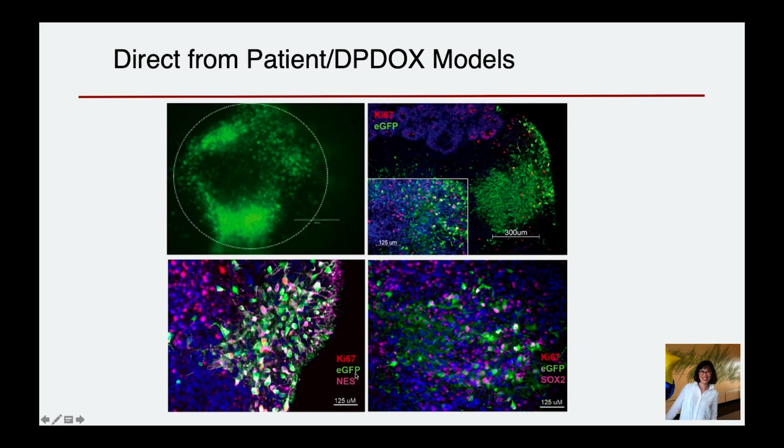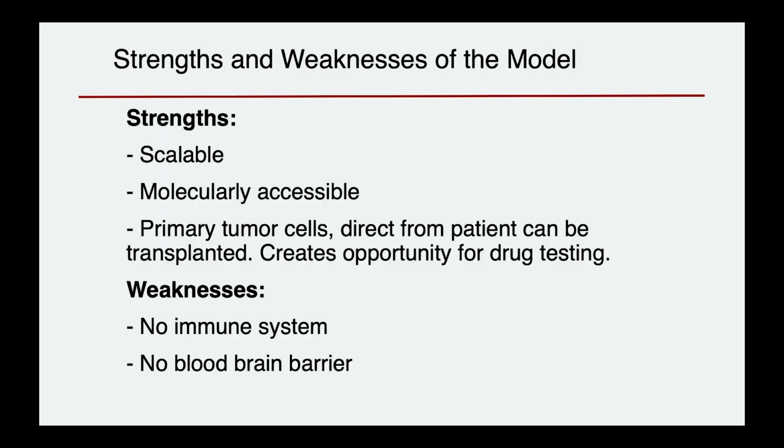We also can show that the tumor cells maintain nestin and SOX2, which are markers of stemness, and can be lost in certain in vitro conditions. So we're really excited about this system. And I won't show you too much data on this, but I'll show you a little bit for some of the ways that we're thinking about using this system to better understand GBM.